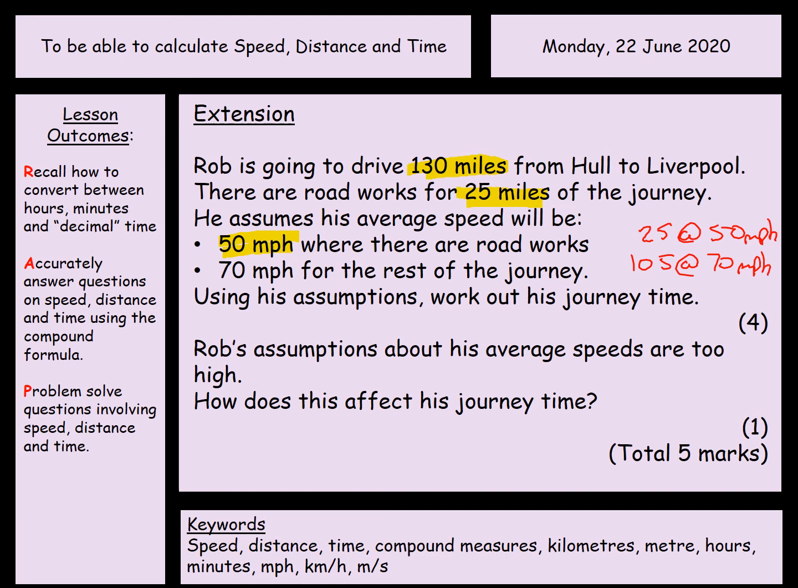I think for the first part, it's going to take him 30 minutes. And for the second part, it's going to take him 1 hour 30 minutes. So that's going to be 2 hours in total. Rob's assumption about his average speed is too high. How does this affect his journey time? It will take him longer. So take him longer is all you need to do there for the mark.